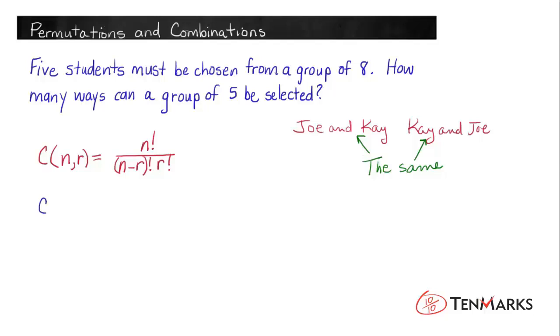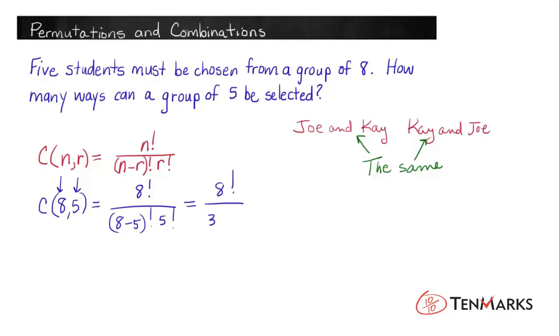That gives us a combination of 8 objects taken 5 at a time equals, and we have our n here and our r here, so that gives 8 factorial divided by 8 minus 5 factorial times 5 factorial. Now this is going to simplify to 8 factorial over 3 factorial times 5 factorial. And we could use a calculator to do this problem, or we could probably quickly do it by hand.